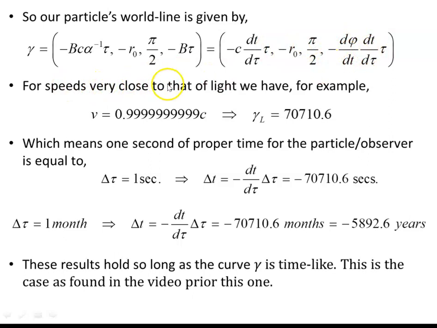Now, for speeds very close to that of light, for example, v is here, I think I've got 10 nines in here, so really, really close, arbitrarily close if you like, to the speed of light, the gamma factor becomes huge, 70,710.6. Which means 1 second of proper time for the particle or observer, delta tau is 1 second, tells us that delta t, the coordinate time, is dt d tau times delta tau. It gives us minus 70,710.6 seconds. And yes, I did say minus because I'm using the value up here.